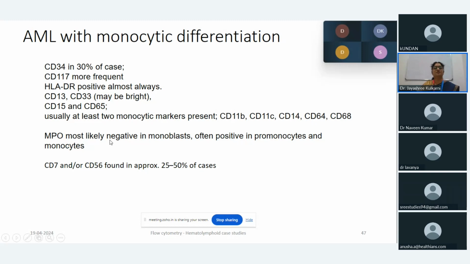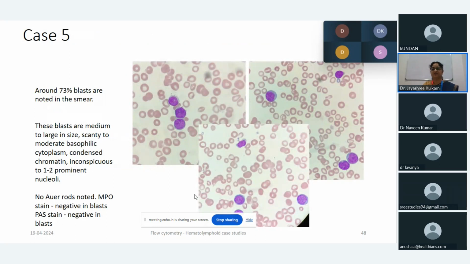Now, MPO most likely will be negative in your monoblasts, but can be positive in your promonocytes and monocytes. CD7 and/or CD56 can also be found in about 25 to 50% of the cases. So that is your AML with monocytic differentiation.